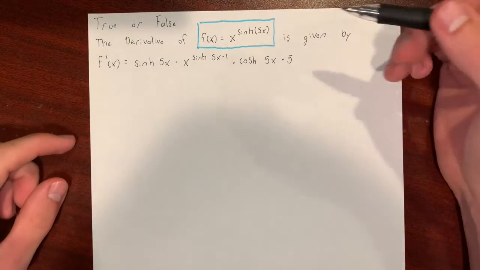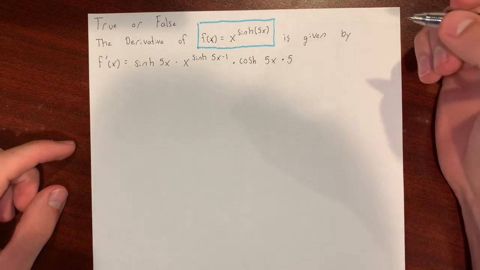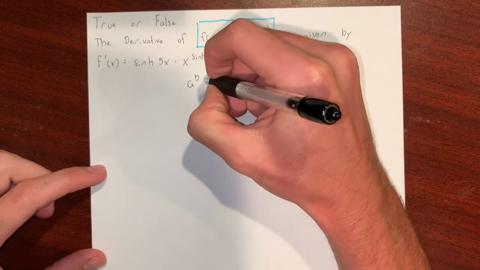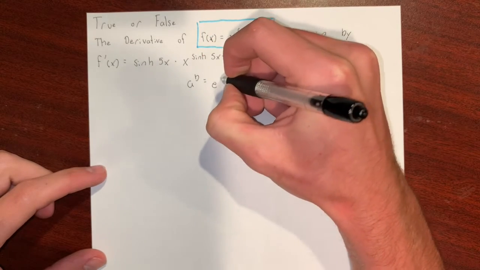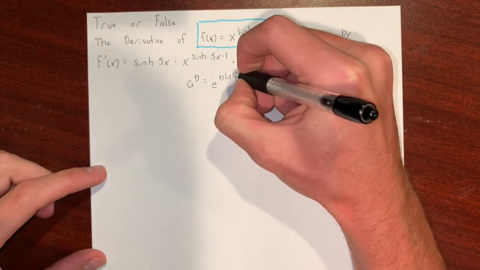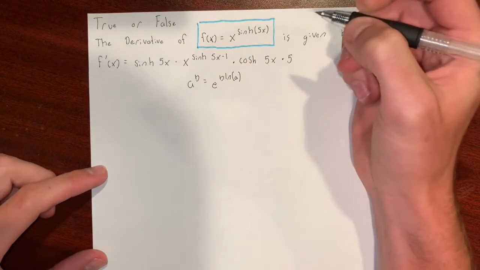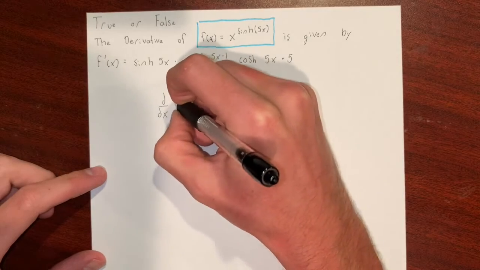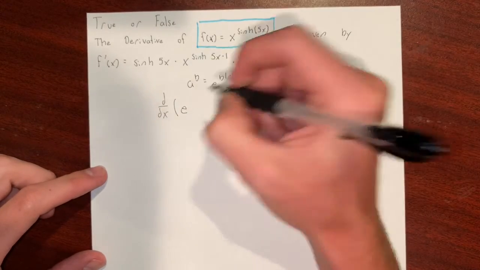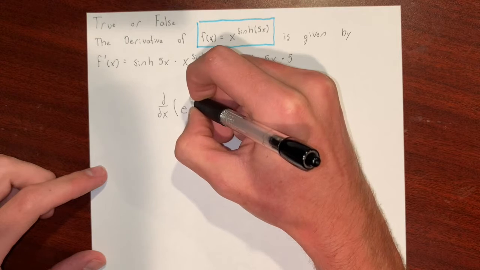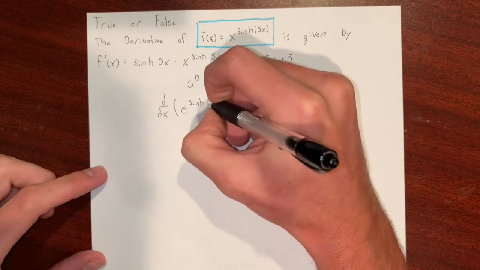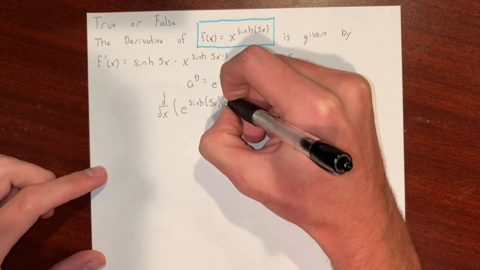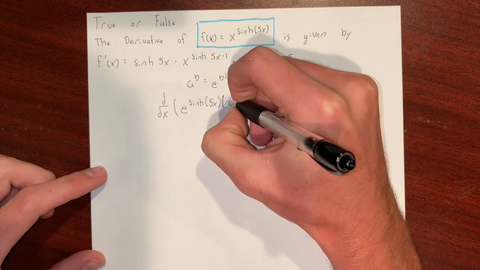So I'm going to start with the exponential rule. So the exponential rule is basically a to the b is equal to e to the b multiplied by the natural log of a. So for mine, I'm going to have dy over dx. This is going to be e to the sinh 5x multiplied by the natural log of x.